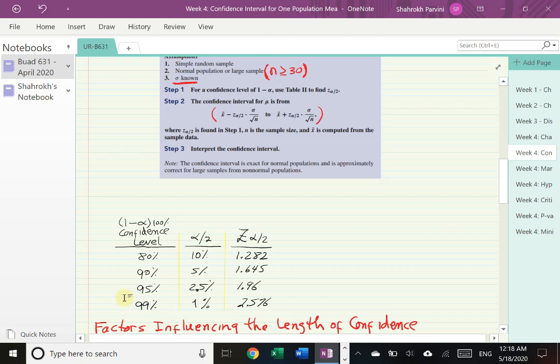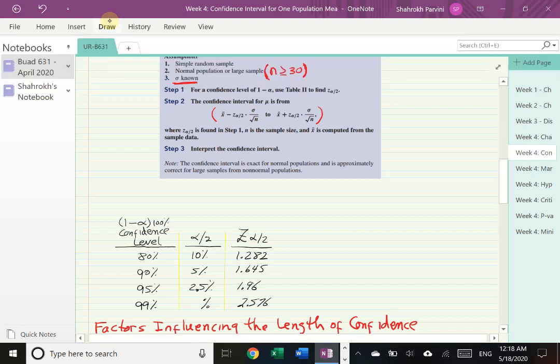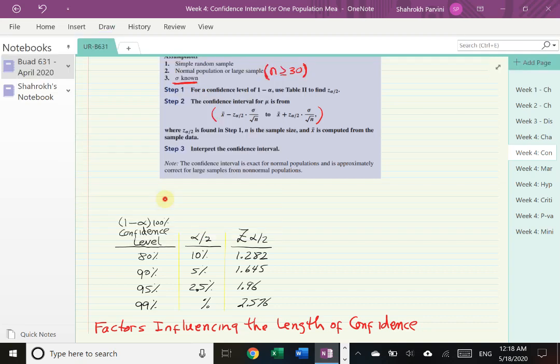Actually, I see an error in here. Let me fix this one. This is alpha over 2. It's going to be 0.5%, right? Because alpha is 1%. Half of that is going to be 0.5%. And the z that goes with that is 2.576. That's the z-score that goes with it.